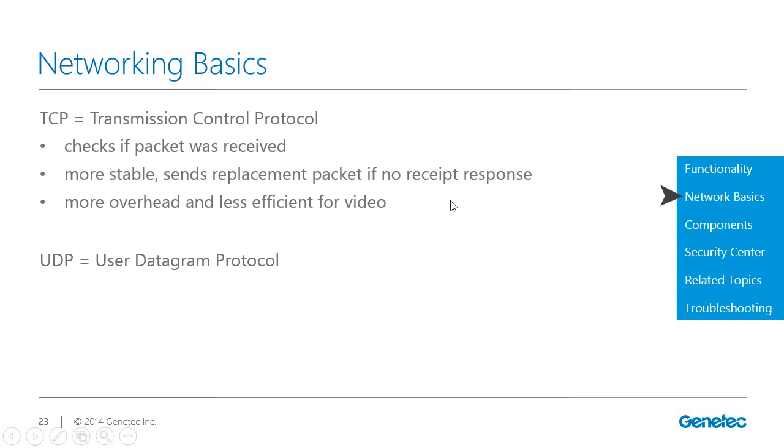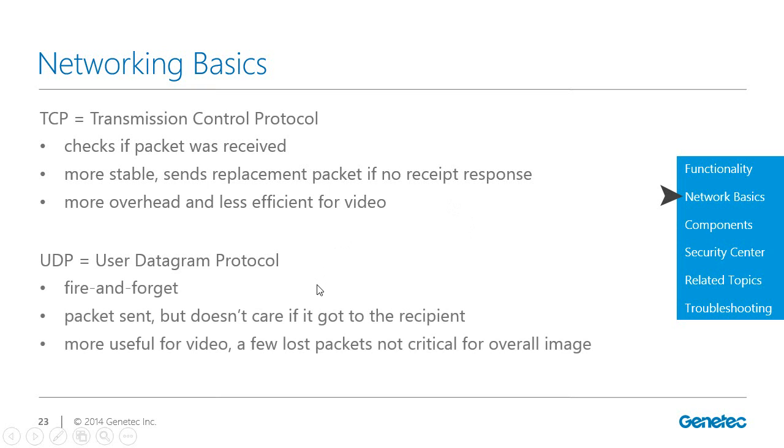So the way TCP handles the unicast communication is by checking if the receiver got the packet that was sent. Now this is more stable, as it will resend the packet if it doesn't get the response within a time limit, but there is more overhead involved in the process.